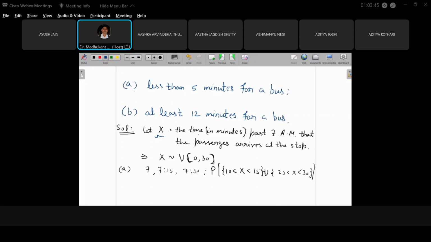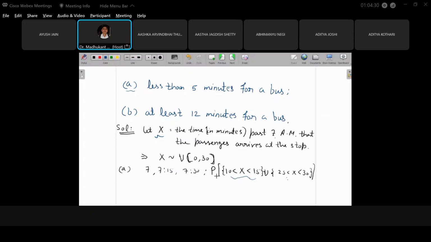Now, looking at the first problem, he should wait less than 5 minutes for a bus. So what is the interval in which he should arrive? After 7, the next bus is at 7:15. So he should arrive between 10 and 15, that is 7:10 to 7:15. Then he will wait less than 5 minutes. Or he should arrive between 7:25 and 7:30, strictly less than. These are the two events, and both are mutually exclusive.